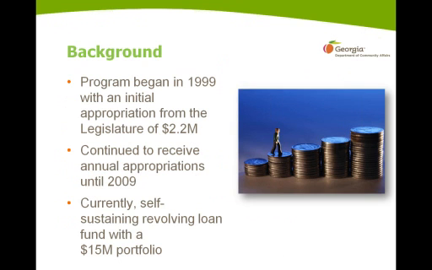Just a little history on the program. The program started in 1999 with an initial investment from the state legislature of $2.2 million. Since that time, we received appropriations until the year of 2009. Based on the performance of our loan portfolio, it has allowed us to operate a self-sustaining revolving loan fund program with over $15 million in the portfolio.